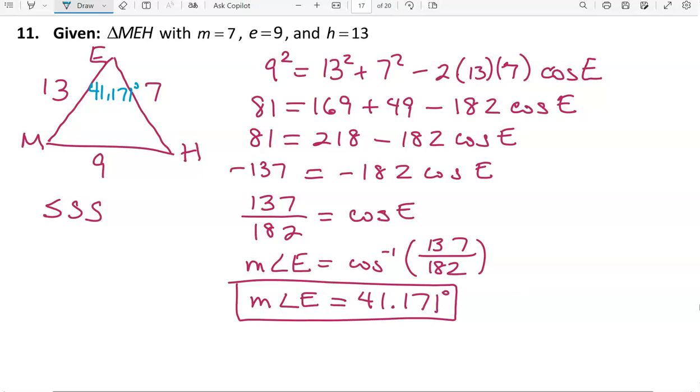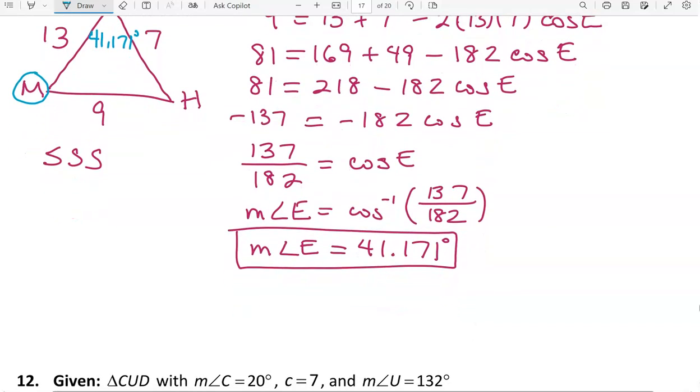Here's where we have to be very careful. Of the remaining angles, angle H is opposite the longest side 13, so it is possibly obtuse. If we choose to use the law of sines to find a remaining angle, it's important that we choose an angle that must be acute. So angle M definitely must be acute, since there can only be one obtuse angle in a triangle. So let's set up the law of sines to find that missing angle. Sine of angle M divided by 7 is equal to the sine of 41.171 divided by 9.